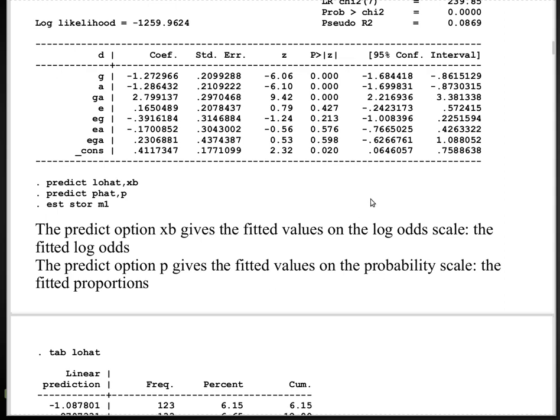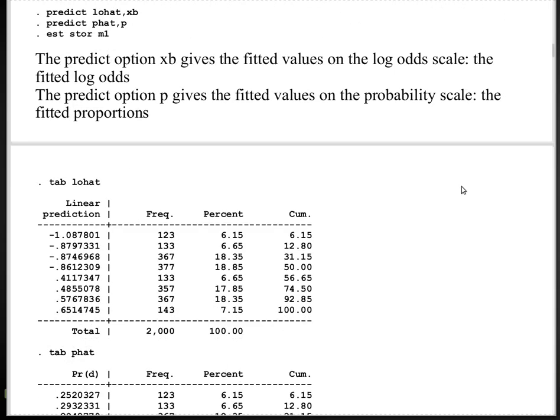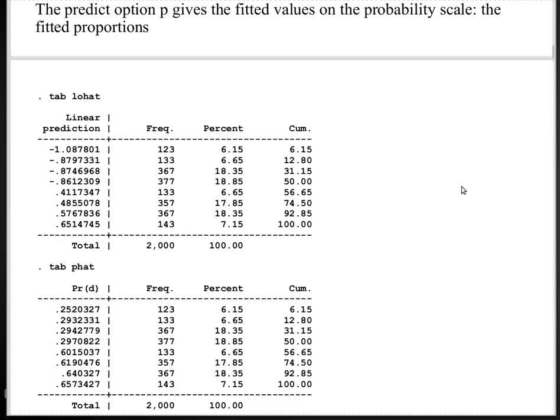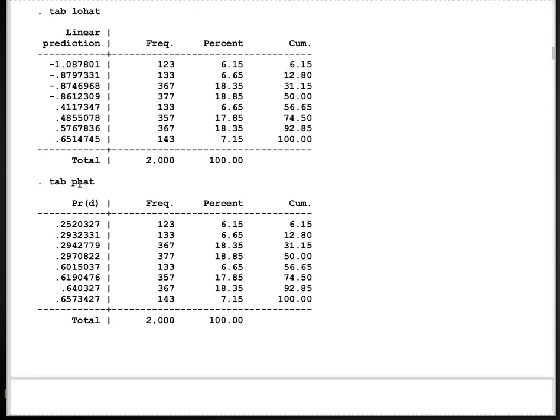Okay, so what do we get? Well, it turns out, yes indeed, we do get the fitted values on the log odds scale. Indeed, we get the 8 different values on the log odds scale. And here we get the 8 different fitted values on the probability scale.